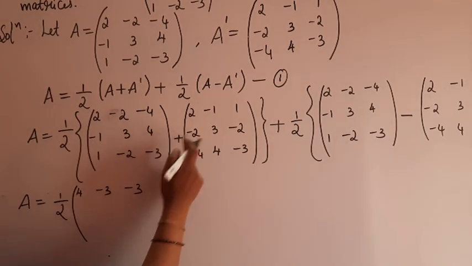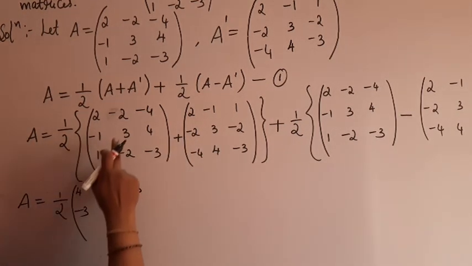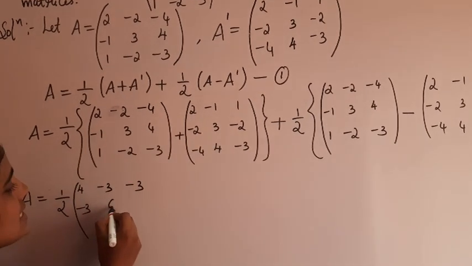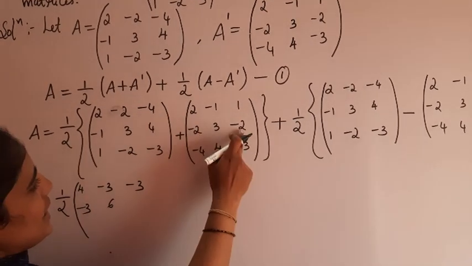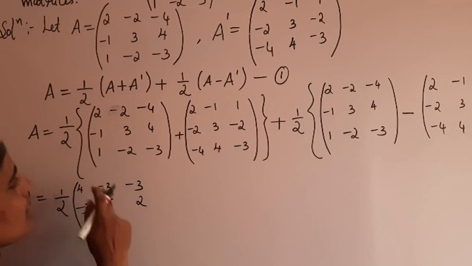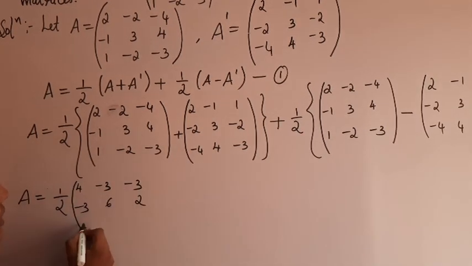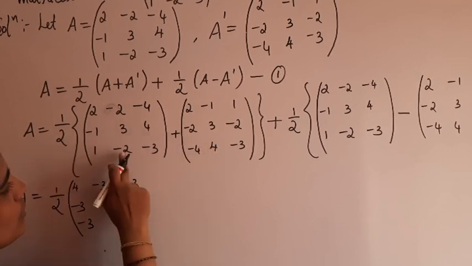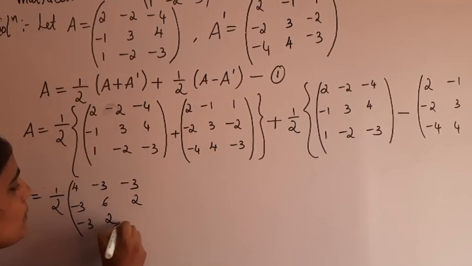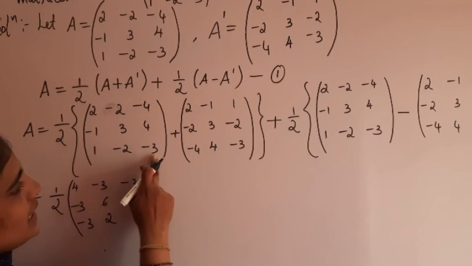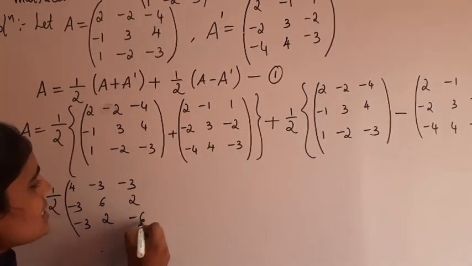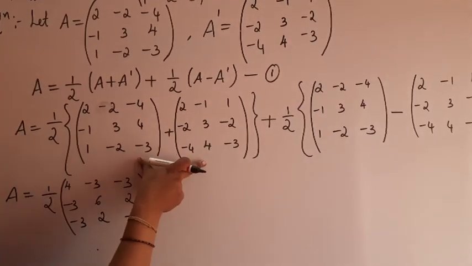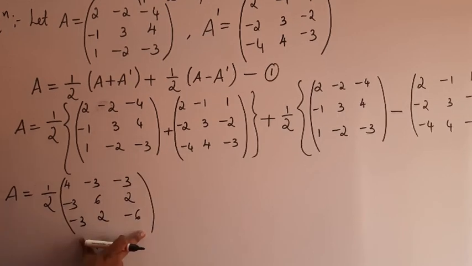Minus 1, minus 2, minus 3. 3 plus 3, 6. 4 minus 2, 2. 1 minus 4, minus 3. Minus 2 plus 4, plus 2. Minus 3 minus 3, minus 6. Okay, so this is A plus A transpose.